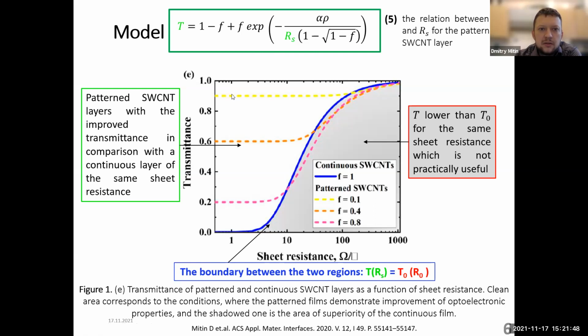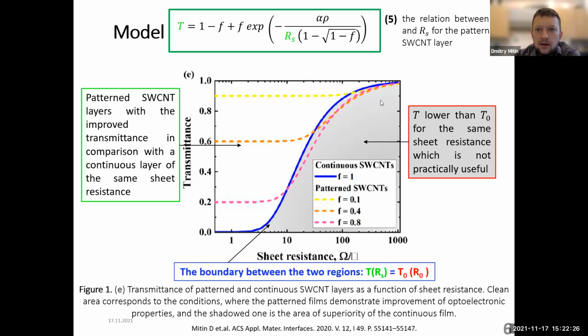Here we can see the dependencies of transmittance versus sheet resistance for different fill factors. And we can see that to get some sheet resistance for different fill factors, we should use films with different transmittance.